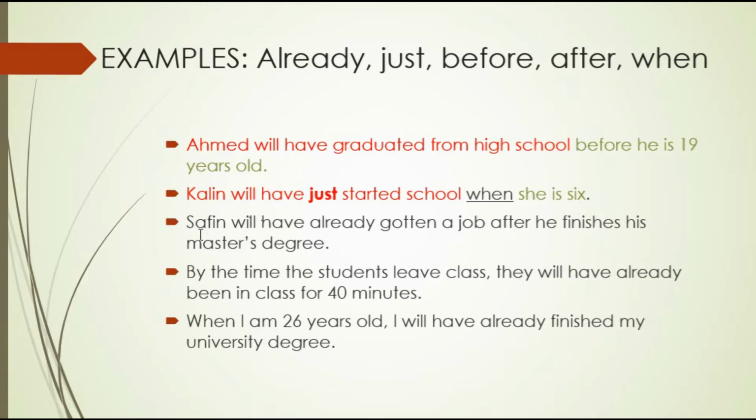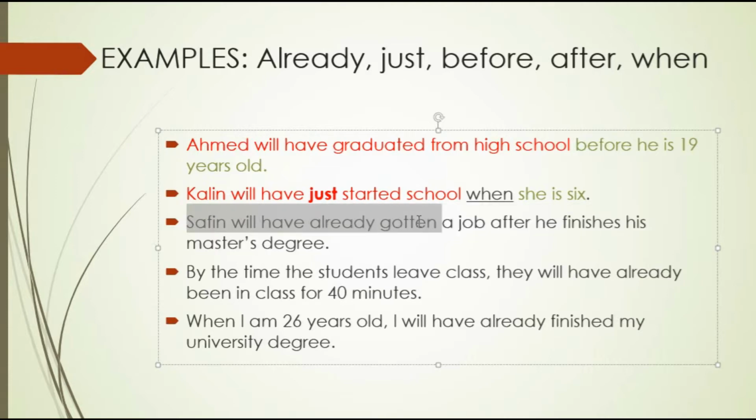Let's go to my third example. Safin will have already gotten a job, right, after he finishes his master's degree. So we have two events. One of the events is he finishes his master's degree, right? My second event. My first event is that he gets a job. So first he gets a job, then he finishes his master's degree.